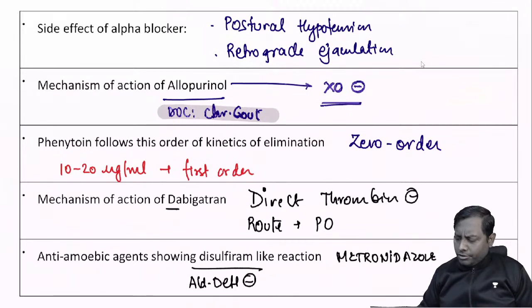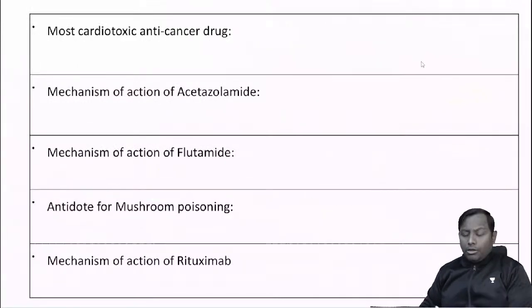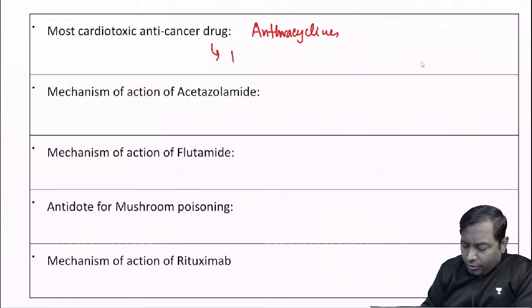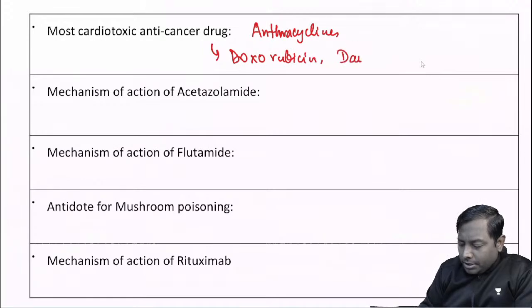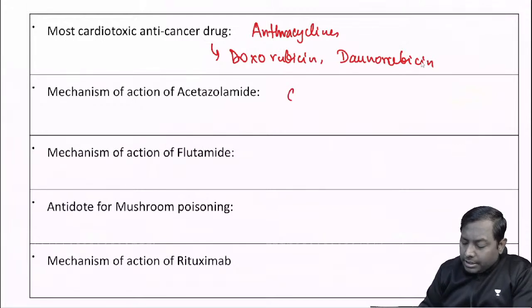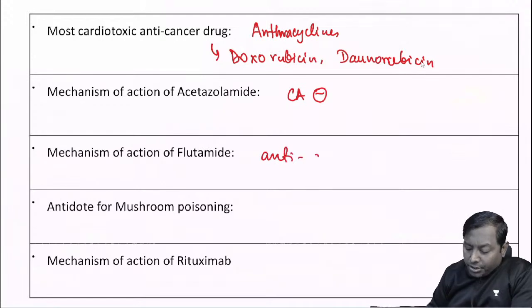So ये सारे के सारे क्वेश्चन भी पहले पूछे हुए. Most cardiotoxic, again PYQ आ गया बीच में. So that will be your anthracycline group. Anthracyclines, drugs like doxorubicin, daunorubicin, idarubicin, they are the cardiotoxic anti-cancer drugs. Acetazolamide is a carbonic anhydrase inhibitor, and flutamide is an anti-androgenic drug, an androgen receptor antagonist.